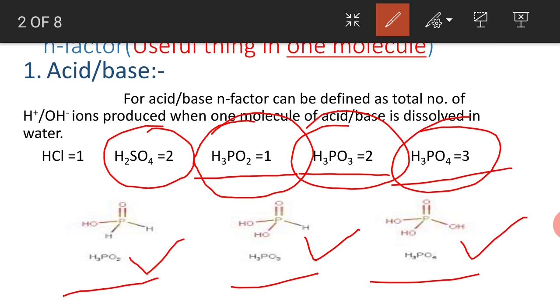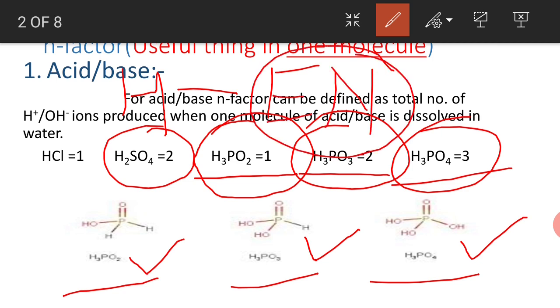For deciding the N factor in these types of oxo acids, what we have to see is how many protons, proton meaning H plus or hydrogen, are bonded with any electronegative element. The number of hydrogens bonded with an electronegative element is the N factor of that molecule.